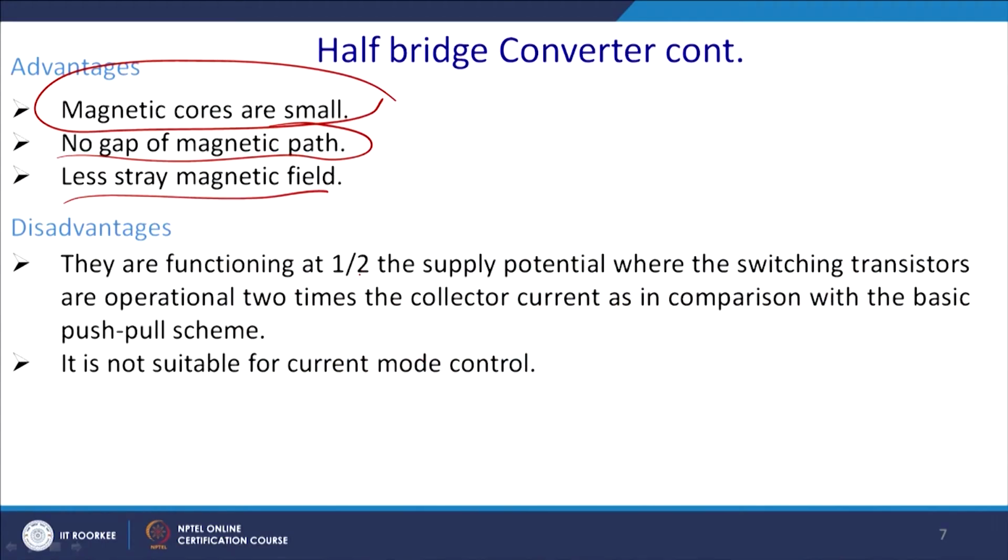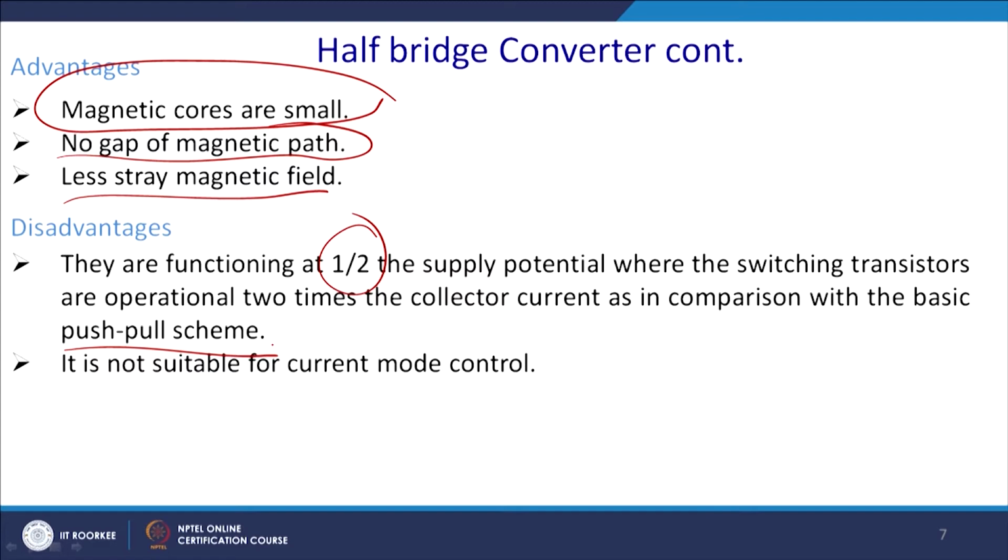Disadvantages, this is not a disadvantage, we must say it is a limitation. The windings function at half of the supply potential, where the switching transistors are rated proportional to 2 times the collector current in comparison to the basic push pull scheme. So, this is one of the things you have to keep in mind, the rating of the switches.